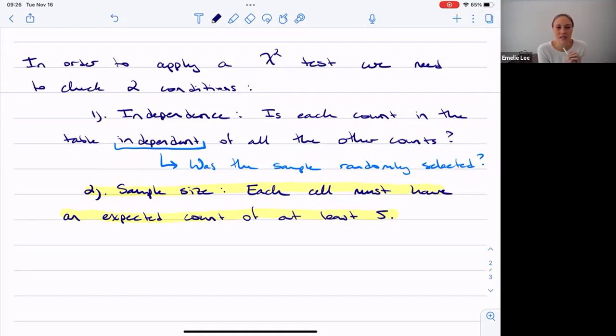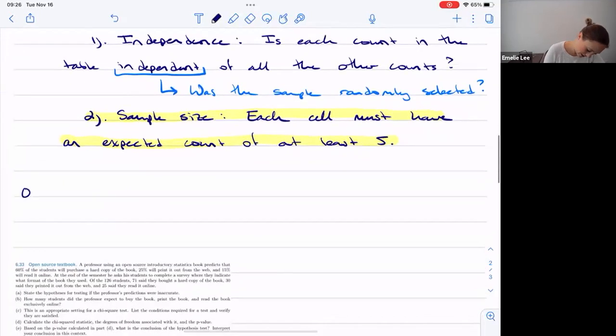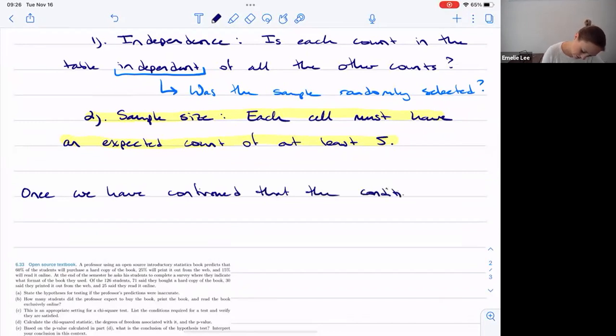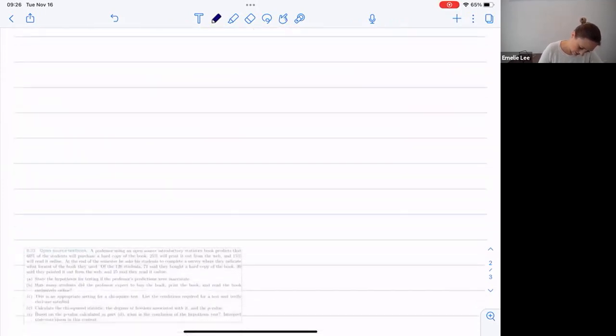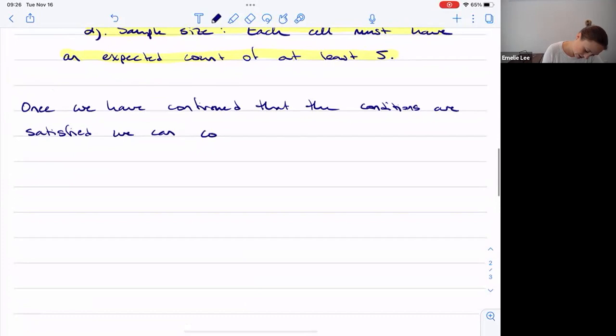So now what we're going to do is, once we have confirmed that the conditions are satisfied, we can continue with the chi-squared test. And I'm going to parking lot this a little bit longer here. We can continue with the chi-squared test.